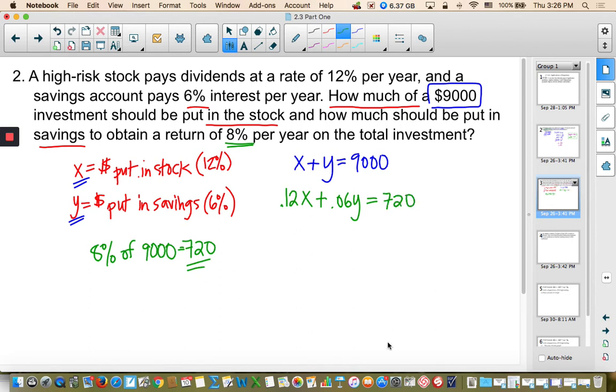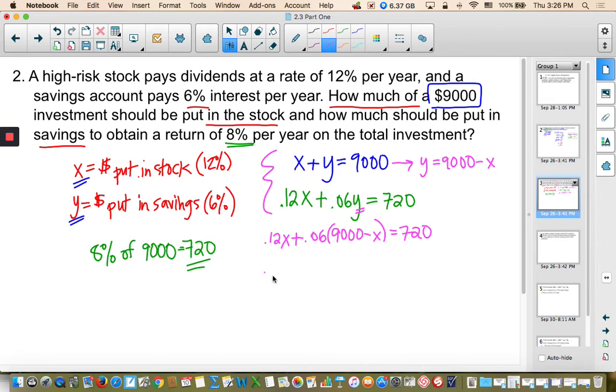Now this is just a system of equations, and you've used systems of equations before. You used them in Algebra 2. I don't know if we did it in Algebra 3 at all, but you certainly have done systems of equations before. I'll just use substitution here to solve the system of equations. So here's my system. I will just change the Y to equal 9,000 minus X, just rearranging that. And then I'm going to plug that in right here. So I would have 0.12X plus 0.06 times 9,000 minus X equals 720. So I'm just using substitution right there.